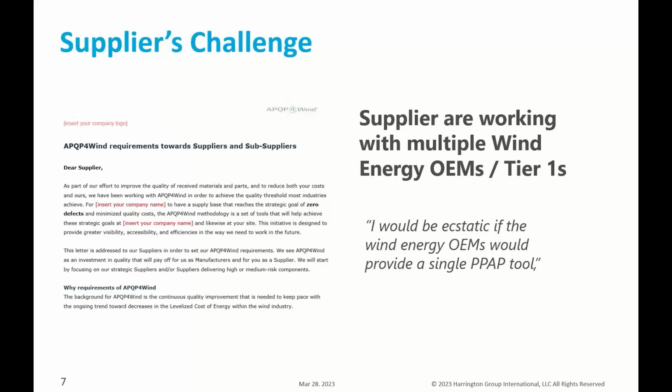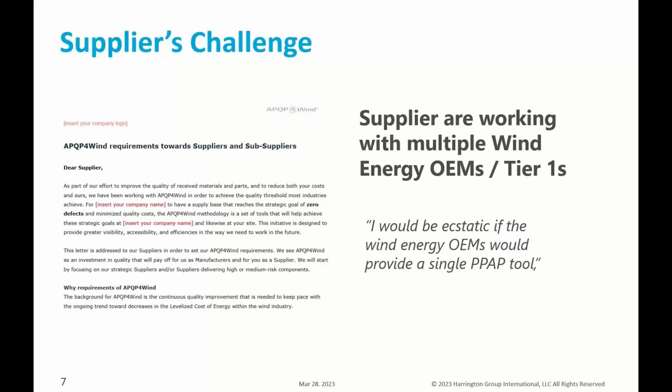APQP is the new product design, new product introduction, design phase. It starts with the design team and maybe with a supplier if you have design authority. But PPAP is where we're trying to say we know we have a process, we know what the risks are, we control the risk, and we can produce continuously high quality parts for you.